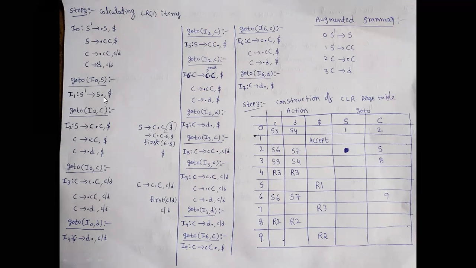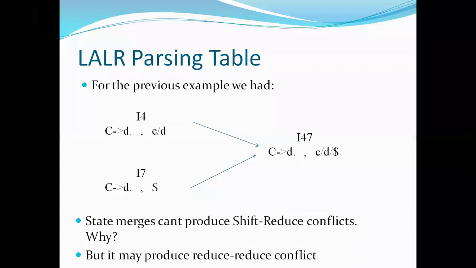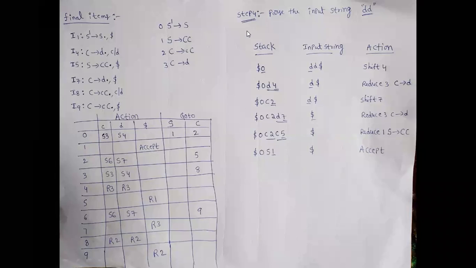Why? Because in the construction of the parsing table in SLR, CLR and LALR, in the first row under dollar, we are having the accept state. Why? Because we are taking the augmented grammar S dash production with capital S. Then we are placing in the first row I1, S dash production with S dot with look ahead dollar, then we are placing accept. Okay, so that is the first one.